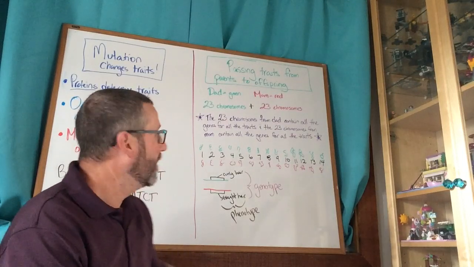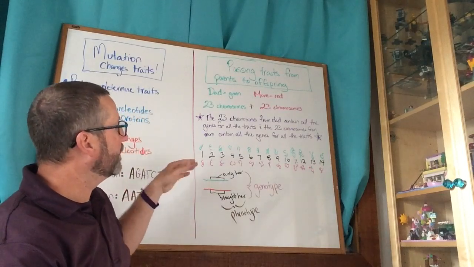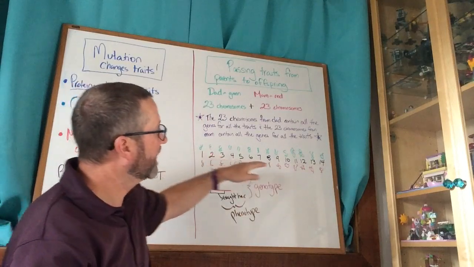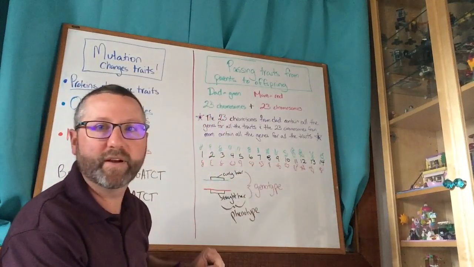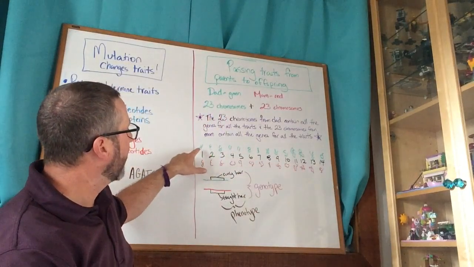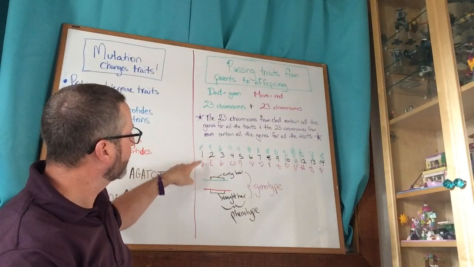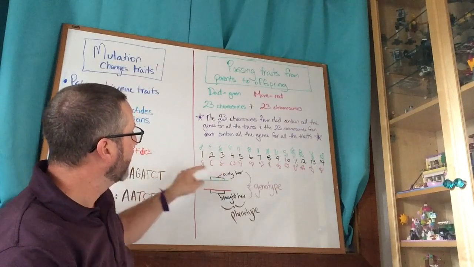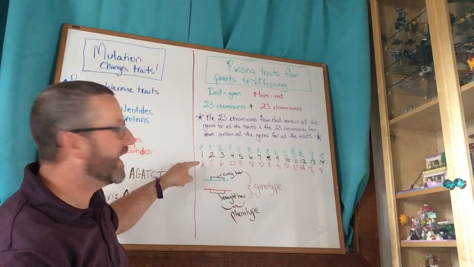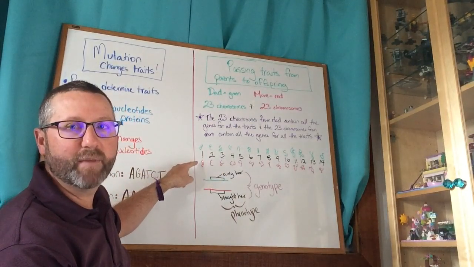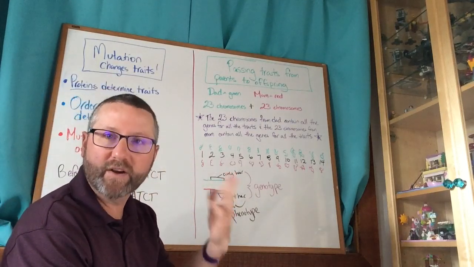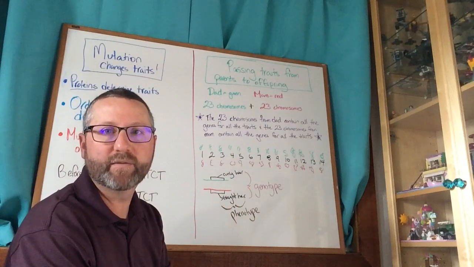Okay? So, let's look at the 23 genes. Now, I only had room to fit 14 of the 23, but let's pretend this goes all the way out to 23, right? We have a chromosome from dad, chromosome from mom. Dad, mom, dad, mom, dad, mom. Each of these chromosomes contains the same genetic information in that it has genes for hair type, eye color, etc., right?